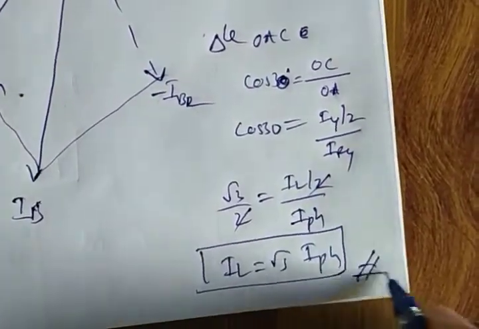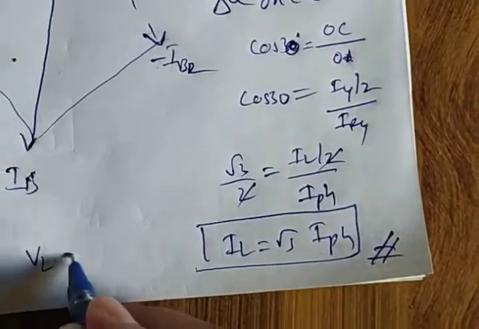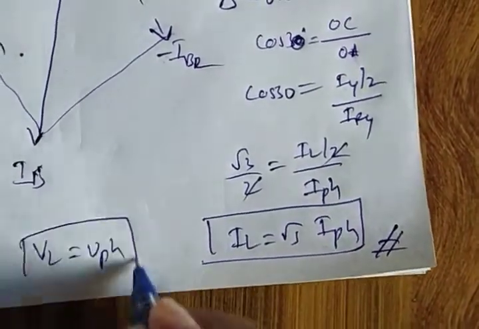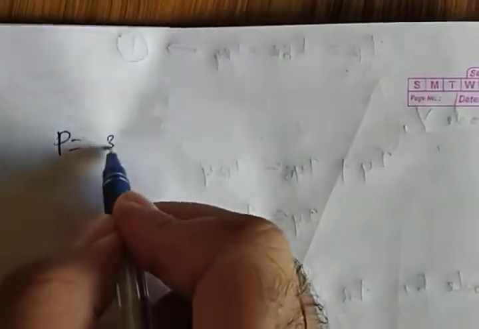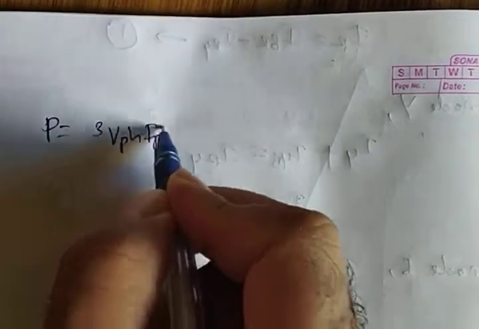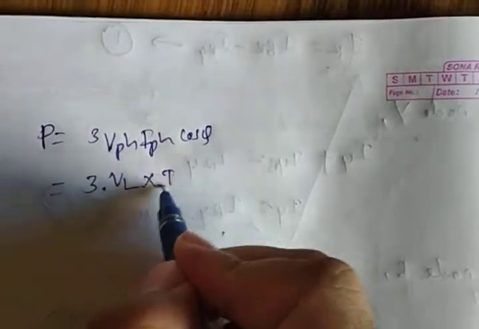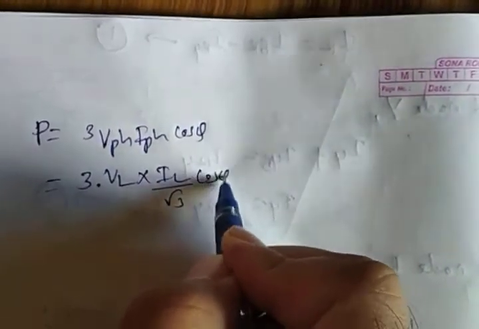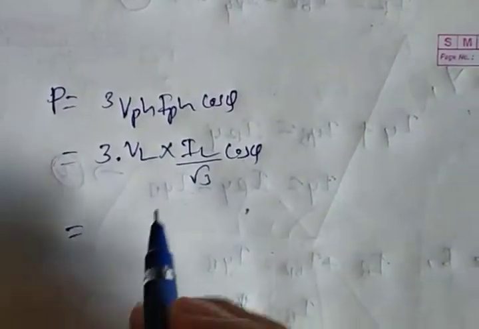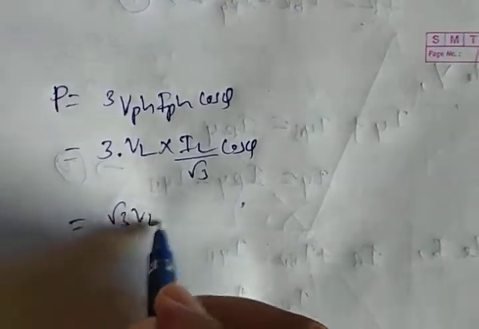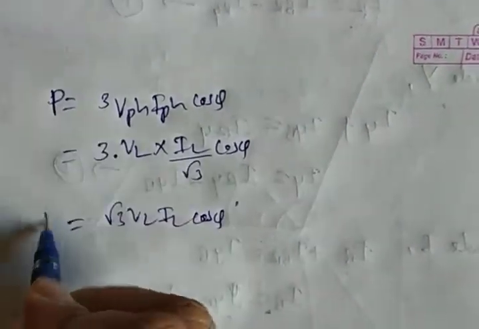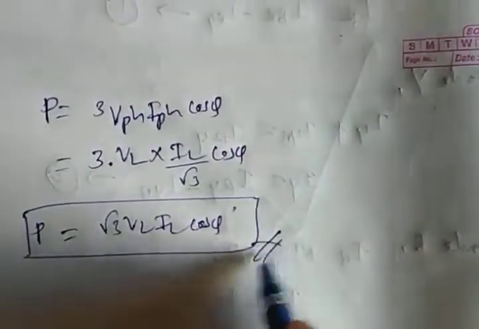That's it. This is the conclusion: VL is equal to VPH and IL is equal to root 3 IPH. Finally, the power is 3 times VPH IPH cos phi. The power expression is the same as that of the star, no change. 3 into VPH, which is VL in the case of delta, into IPH, which is IL by root 3, into cos phi. This equation can be written as root 3 VL IL cos phi. So this is the expression of power.